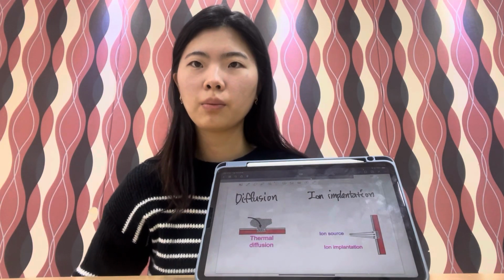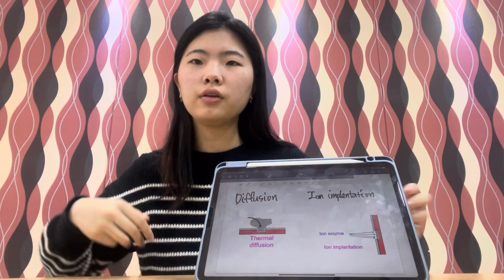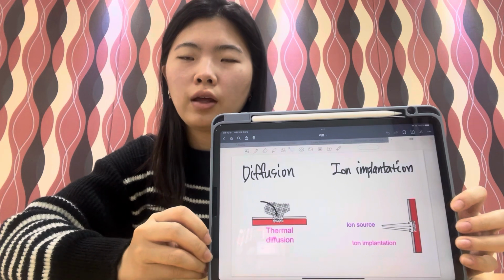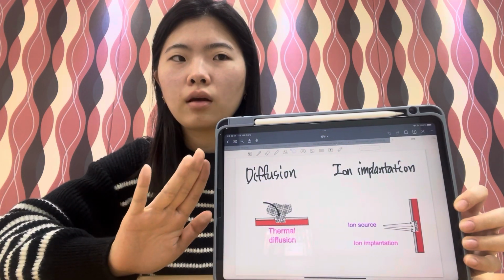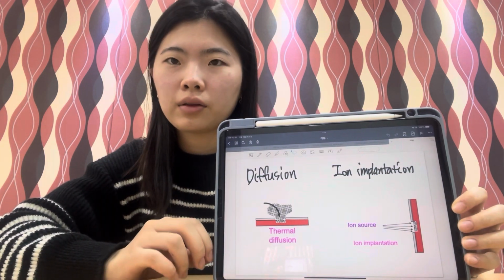Today I'm going to talk about many ways of doping. So let's start. First, I will talk about diffusion and ion implantation. This is the popular way to dope the material.